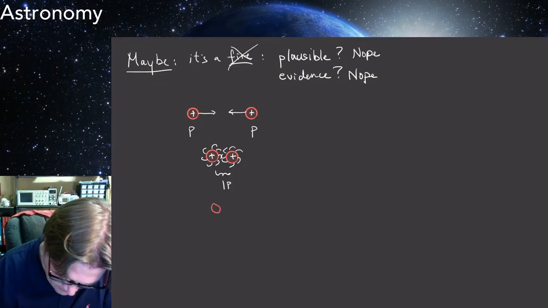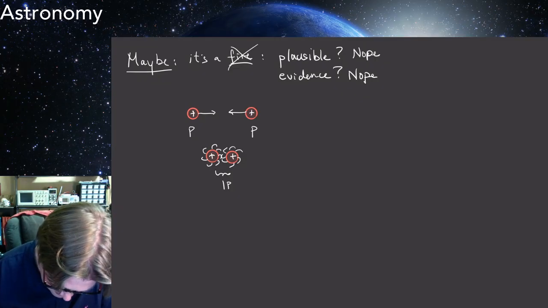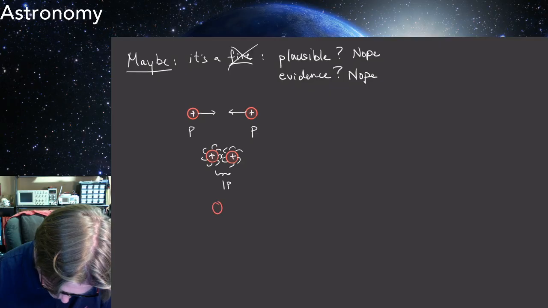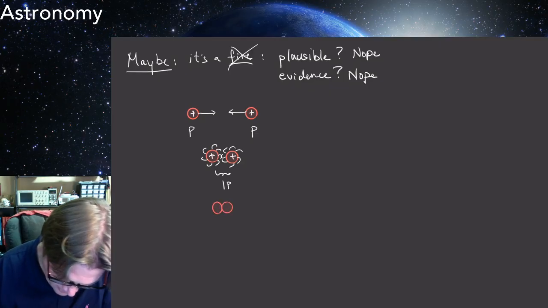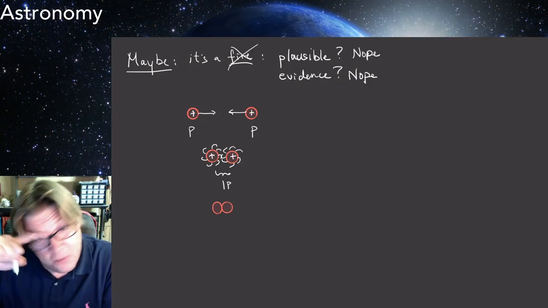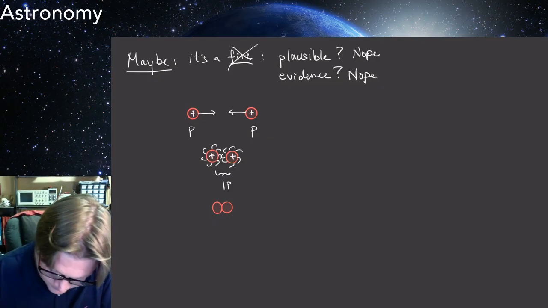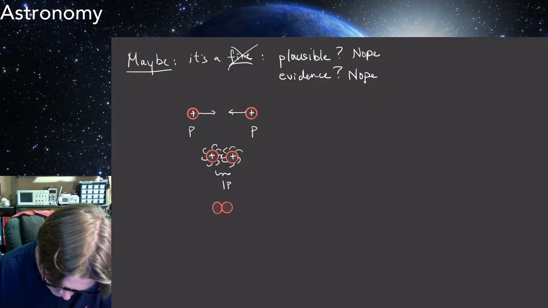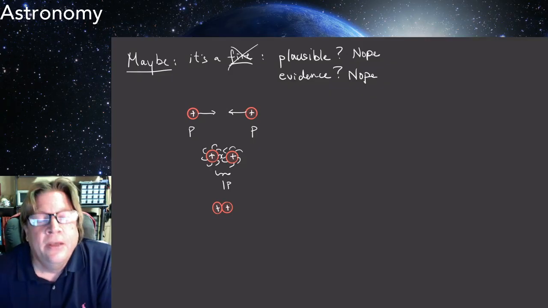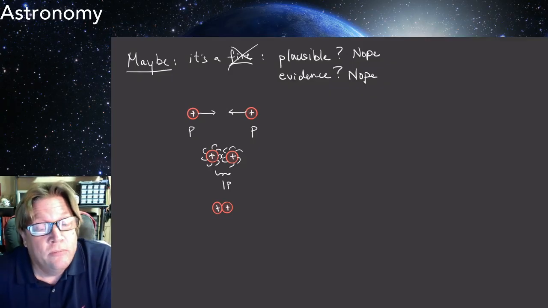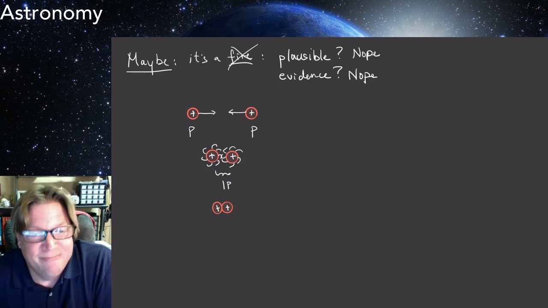Oops. I'm all excited and I can't draw. Okay, so the two protons smash together and you get something like this. Okay, so, I mean, that kind of looks like helium, but it's a weird helium because there are no neutrons there.